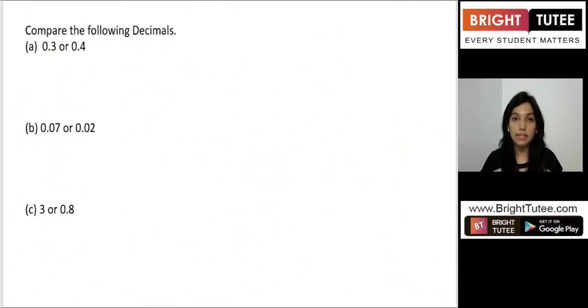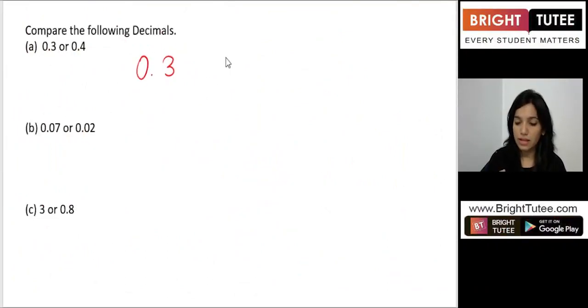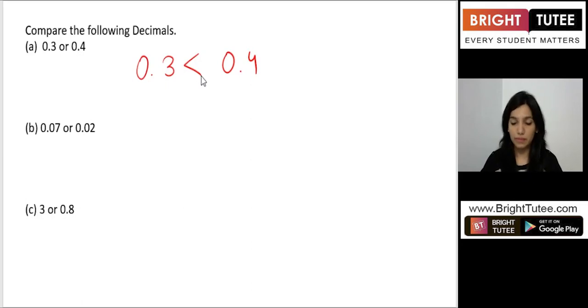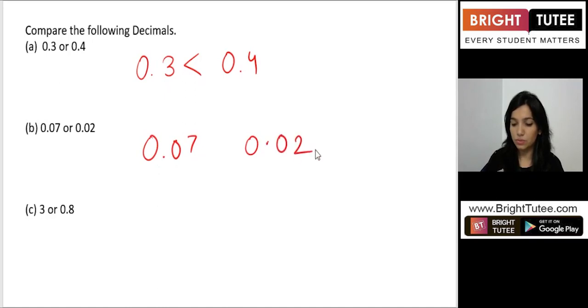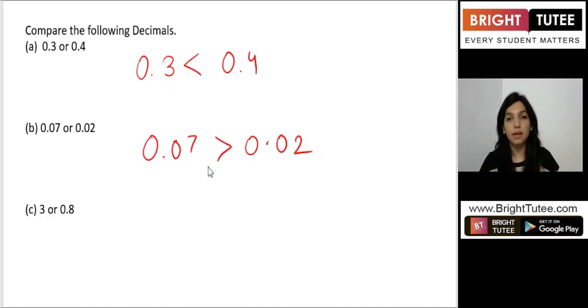Now let's compare these decimal numbers. Clearly it is 0.3 and 0.4. So comparing the tenths places, 0.4 is the bigger one. Moving ahead, it is 0.07 and 0.02. Clearly, we are comparing the numbers sitting at the hundredths place, and 0.07 is the bigger number.